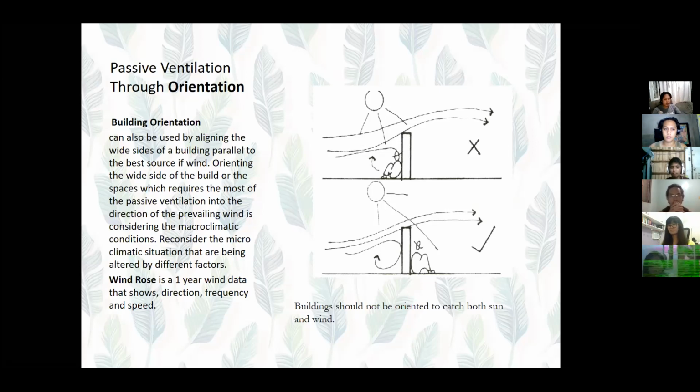there is a data which is what we call the windrose data. It is a data where naka-indicate yung 1-year data or a certain period of data that shows the direction, frequency, and speed ng wind in a certain location.